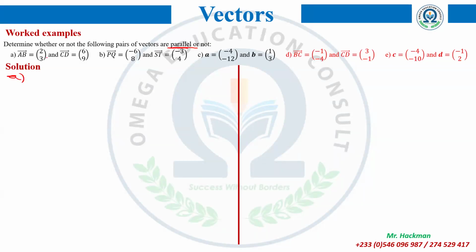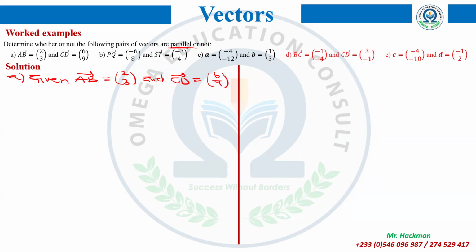So A, what am I given? I'm going to extract. So I'm going to write "given". Previously I didn't write it, just to vary. You can choose not to, but you need to extract this as always. So vector AB is equal to the column 2, 3, and vector CD. These are the two vectors that you want to determine whether they are parallel or not, which is 6, 9. So you've extracted.